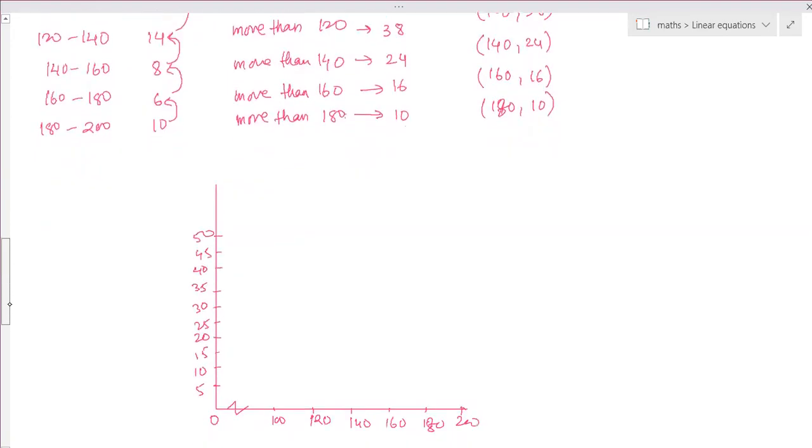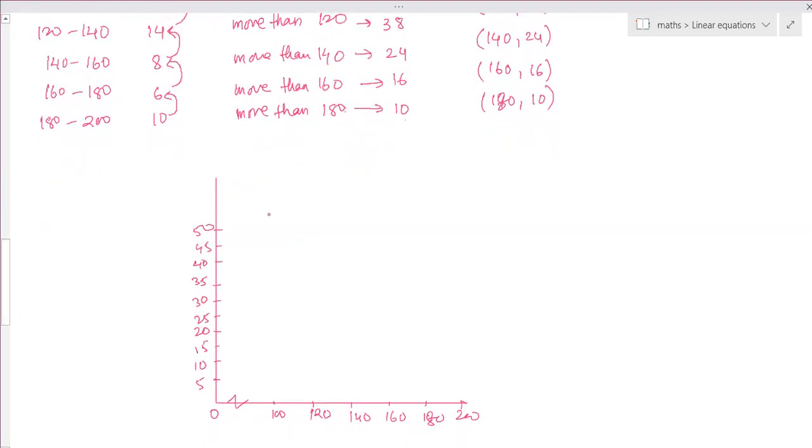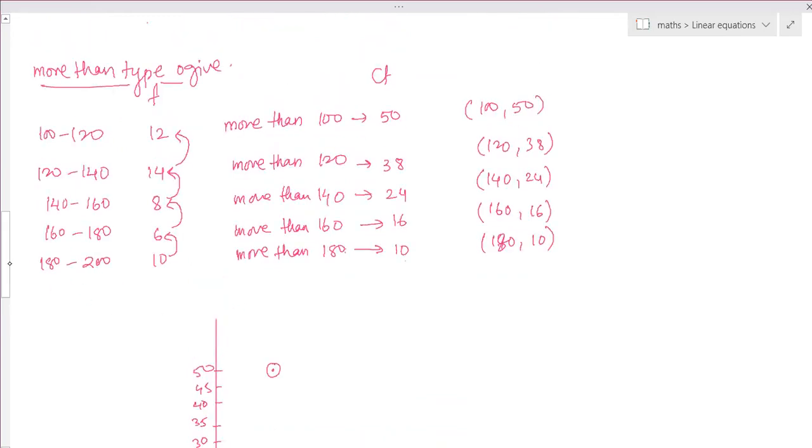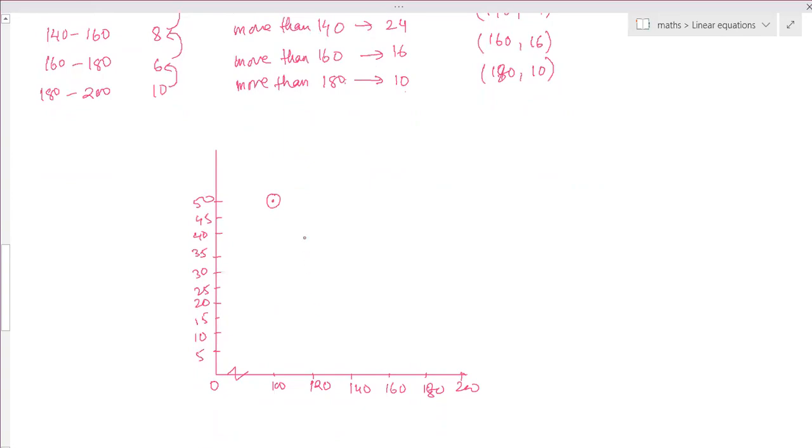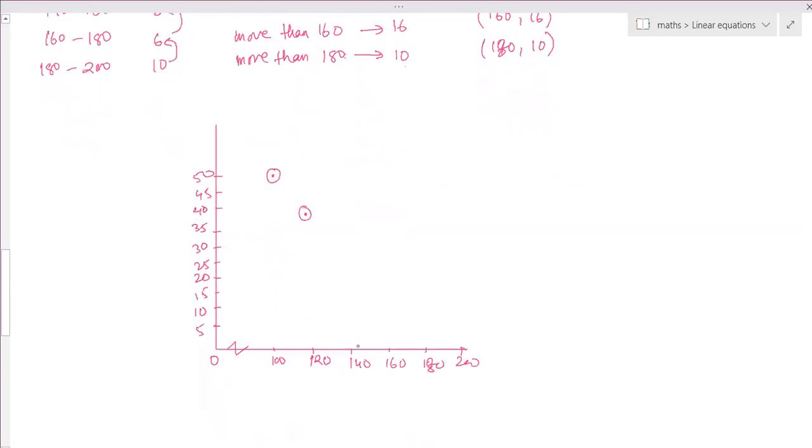Now what are the values? x value 100, y value is 50, so that means here. Then 120, 38, so 120, 38 might be here. Then 140, 24, somewhere here. 160, 16, so here. 180, 10 at this position. Okay, so join it with a straight line, but with hand, no scale.